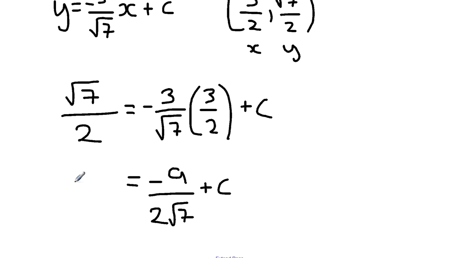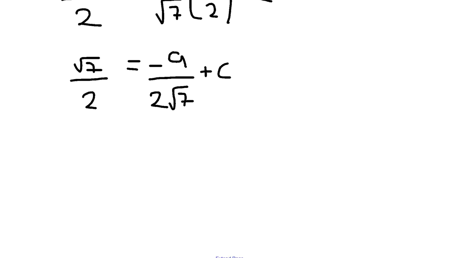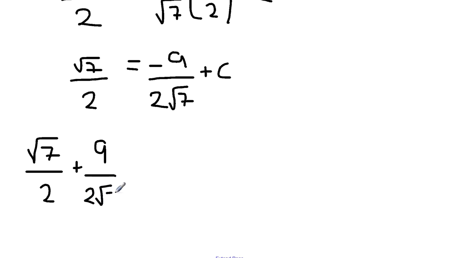And on this side, we have square root 7 over 2. I'm going to make c the subject by adding 9 over 2 square root 7 to both sides of the equation. So we should have square root 7 over 2 plus 9 over 2 square root 7 equals c.